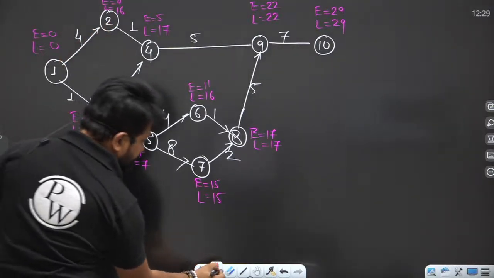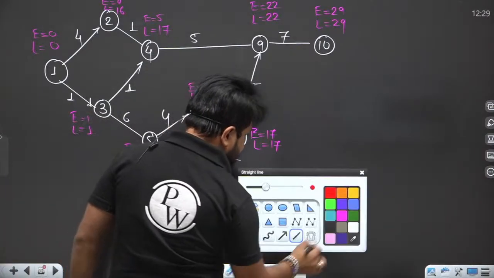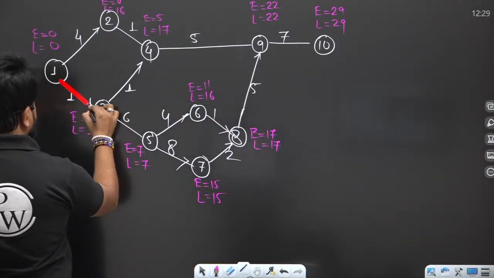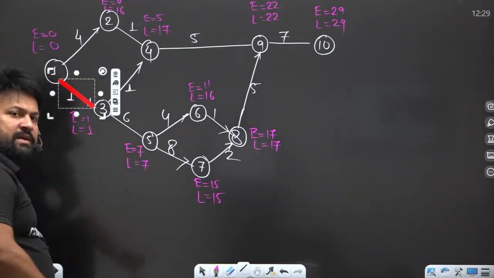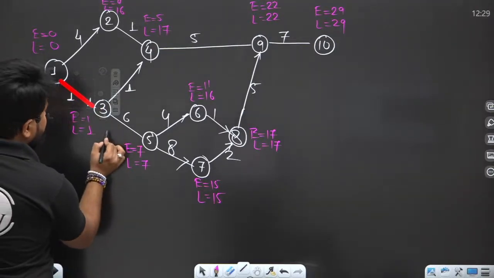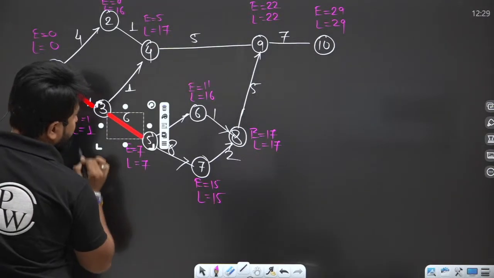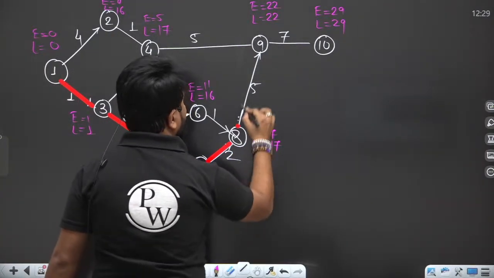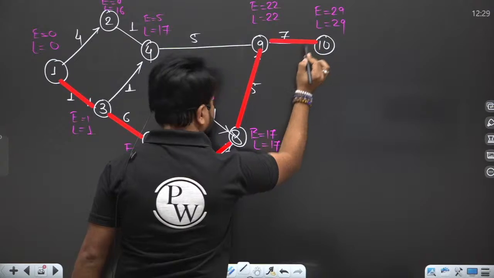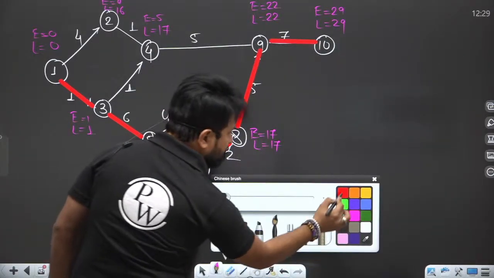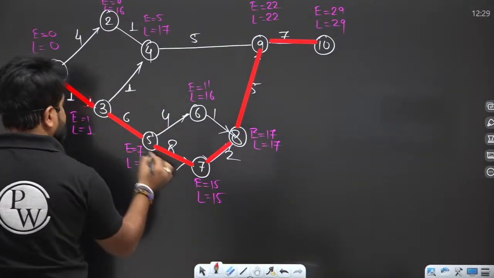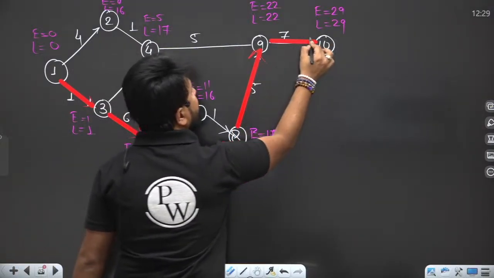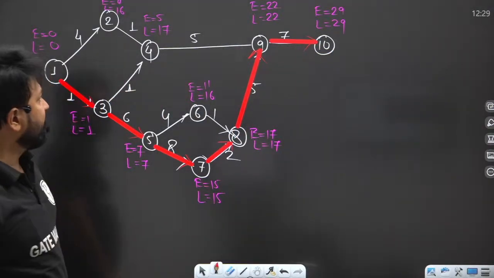So on which path can you see E and L values are equal? Here, E and L values are equal in this path. See here, here, and here. So this is the critical path.